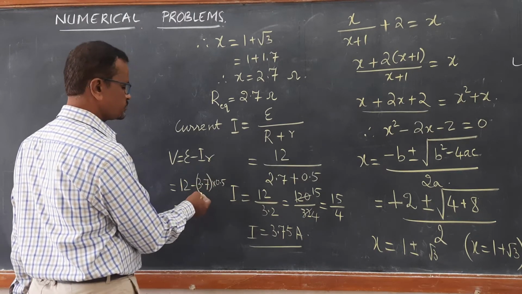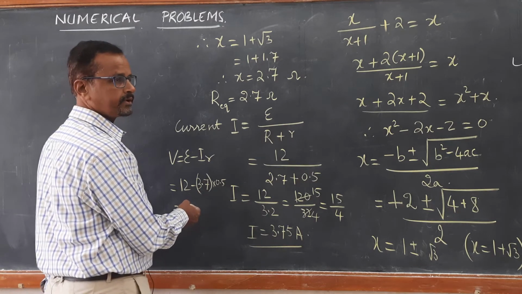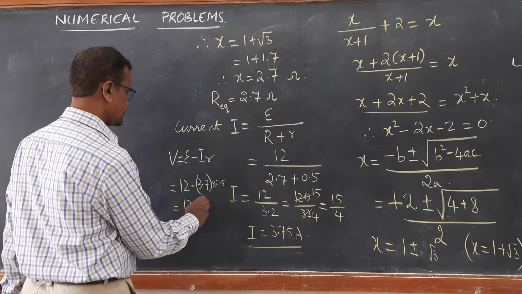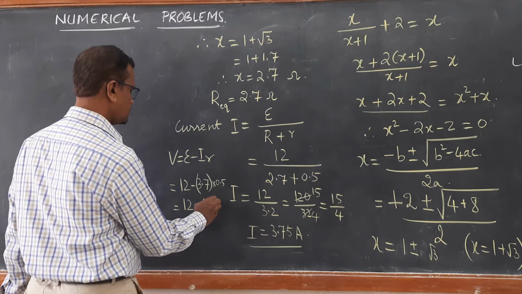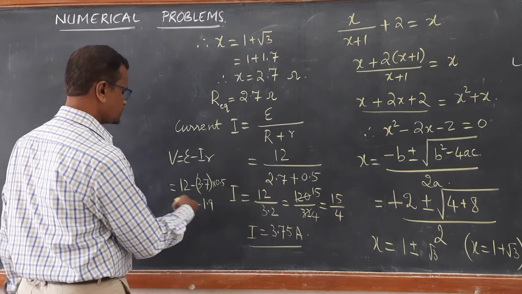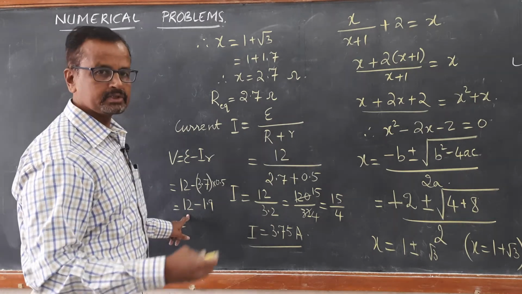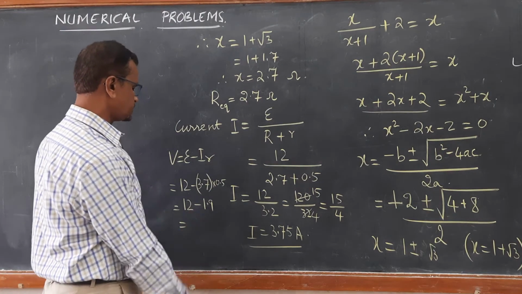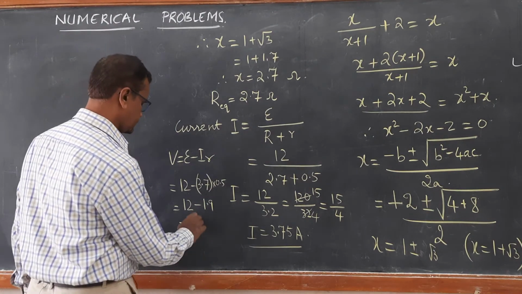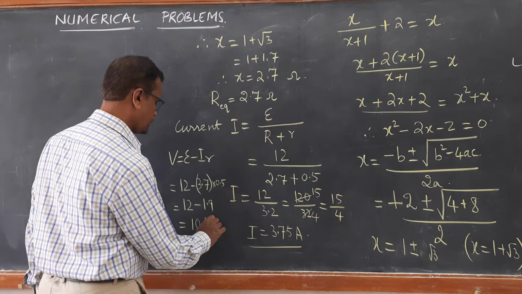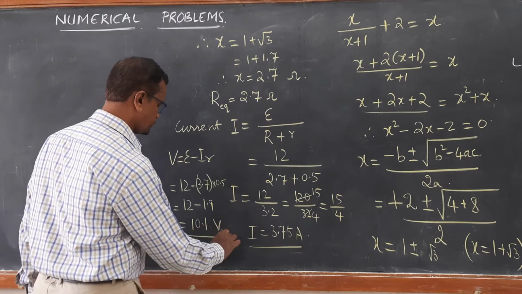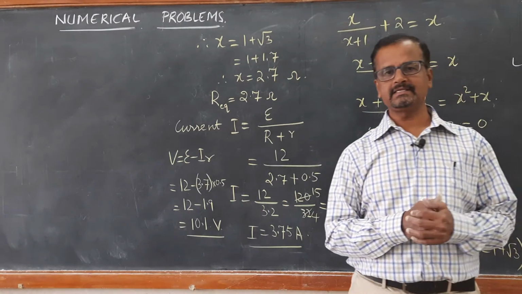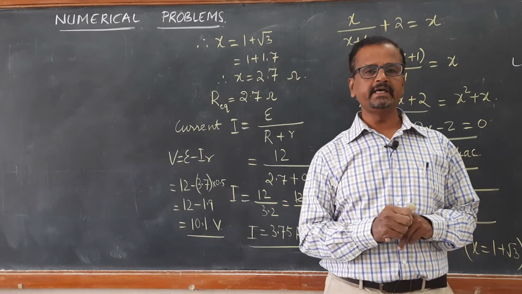So that becomes half of 3.7, which is 1.85. If you take it as 1.9, then you can see here the terminal potential difference is less than the EMF. Hardly, it is about 10.1 volts. So that's how the terminal potential difference will always be less than the EMF of the cell.